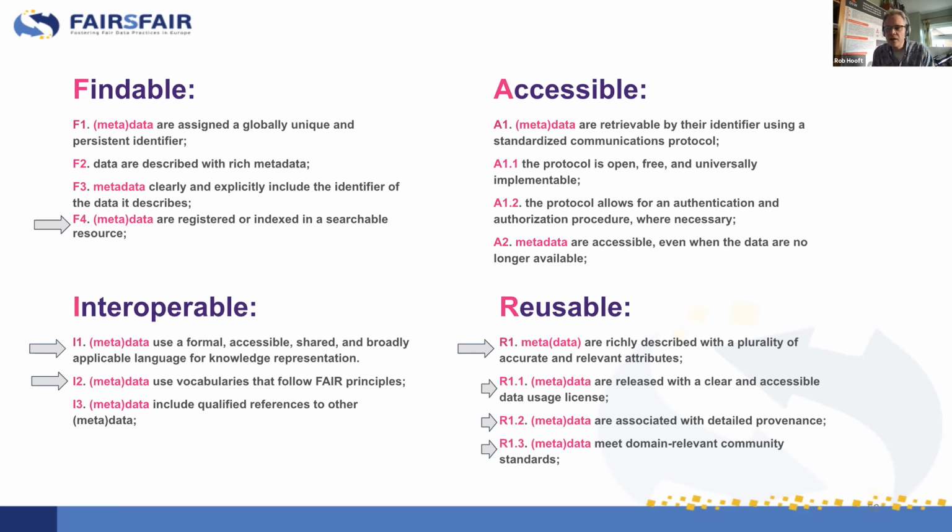So now if we look at the individual ones, then I've put some arrows at ones that are especially important. So F4, metadata are registered or indexed in a searchable resource. So what is that searchable resource used for? It is used to find data sets that are usable for a certain new piece of research. So it's important that that metadata includes not only the author name and the title, but actually what is in that data.